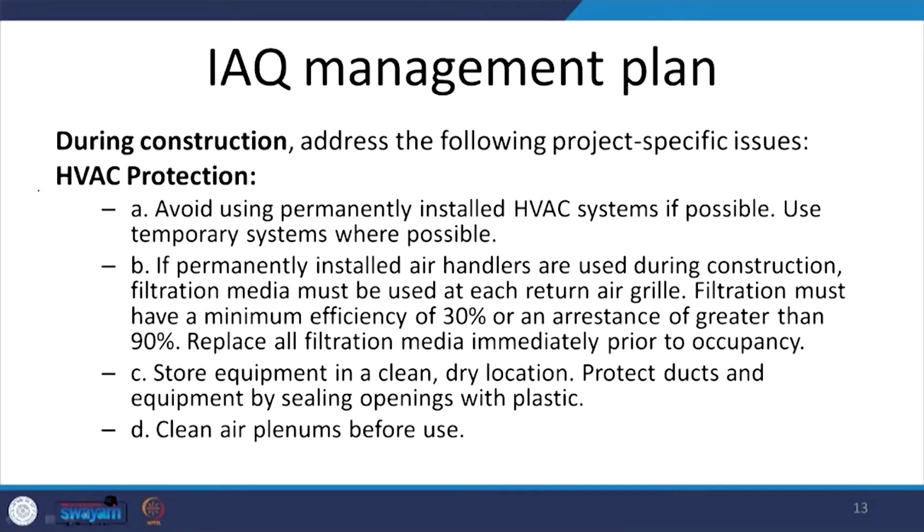During construction, we have to ensure HVAC protection, where first of all the use of the permanently installed HVAC system should be avoided and temporary systems should be used wherever it is possible. In case permanently installed air handlers are used, then filtration media should be used at each air grill, which we just saw, with a minimum efficiency of 30% or an arrestance of greater than 90%. And this media shall immediately be replaced prior to occupancy.